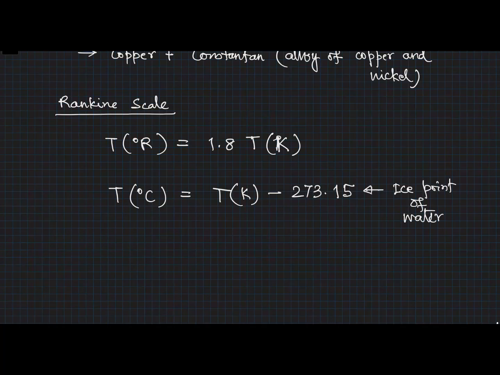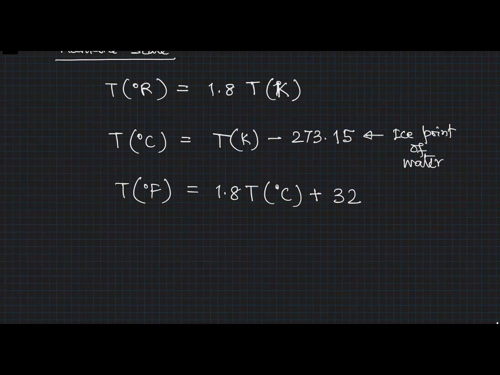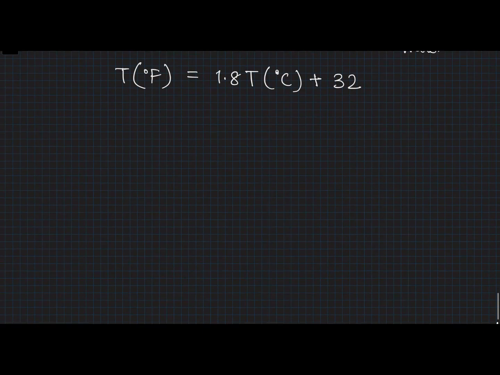Then there is another scale, which is degree Fahrenheit. Temperature in degree Fahrenheit is equal to 1.8 times temperature in degree Celsius plus this number, 32. And having known all these three properties, which are specific volume, so we just saw it is like 1 over density, specific volume, pressure, and temperature.